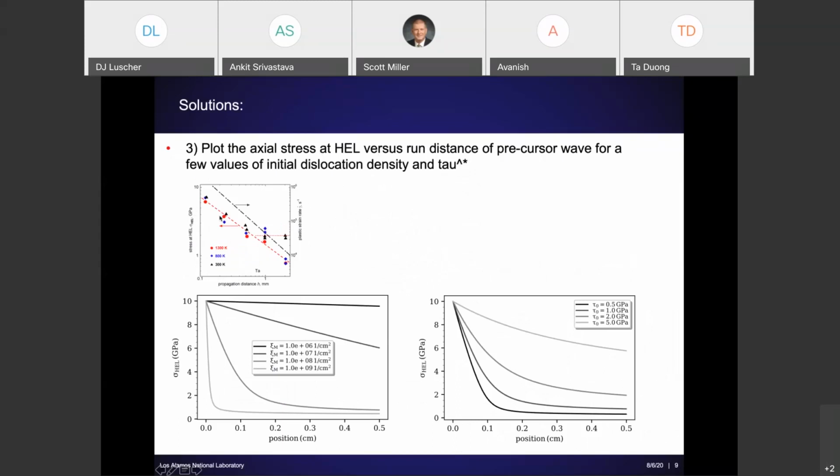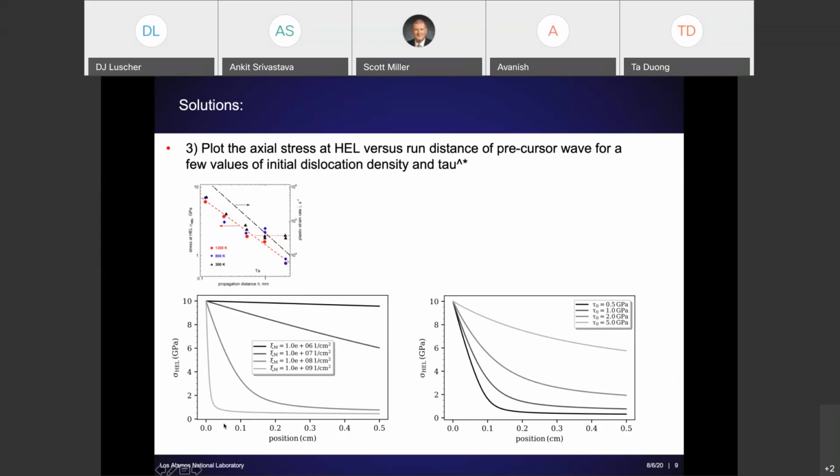So again, I'm throwing the figure on the screen for the experimental measurements from Zaretsky and Cannell on elastic precursor decay in tantalum as you increase the propagation distance, in this case from 1/10 of a millimeter to 1 millimeter. We see a drop in that HEL stress from just under 10 GPa down to just over 1 GPa or below, I guess, depending on the temperature.